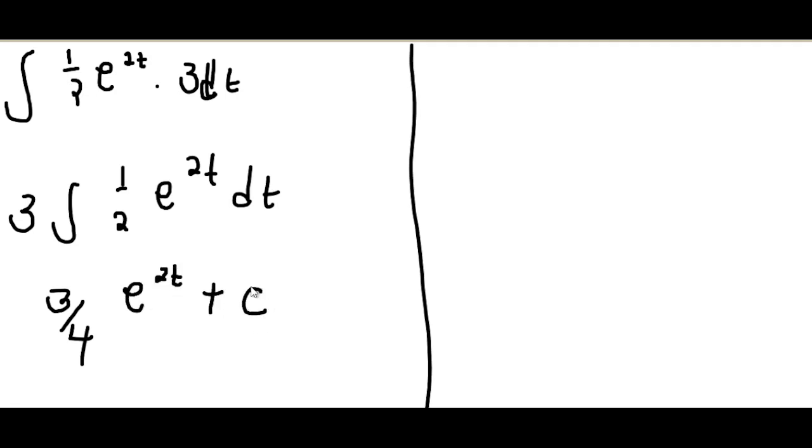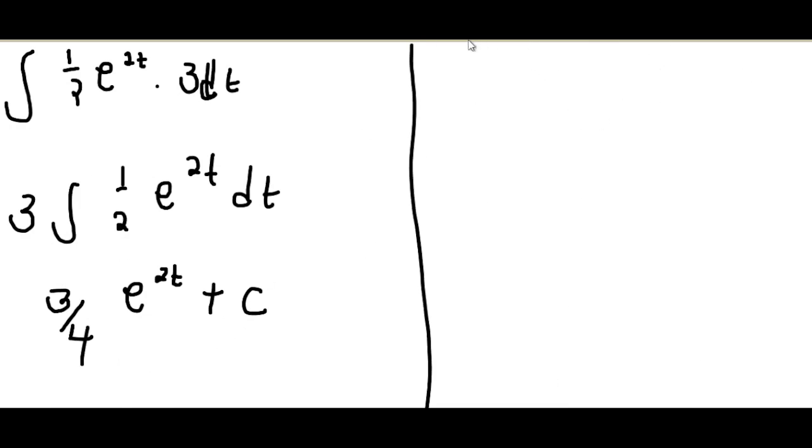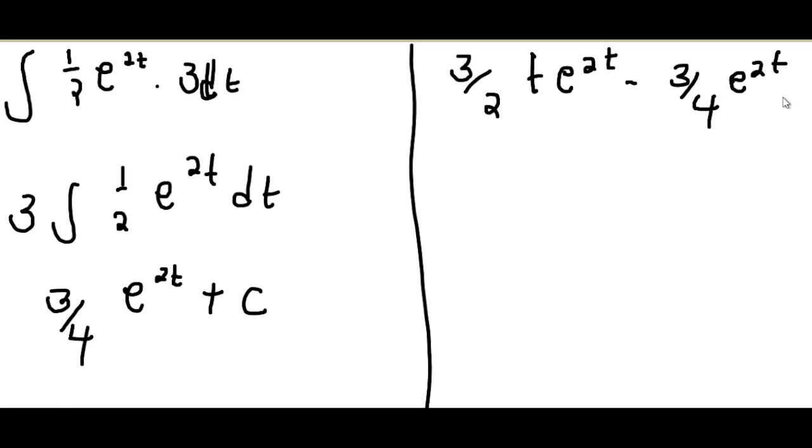So we're going to join this equation with the first one that we had. We're going to join first this equation. Let me look at it. So it will be 3 over 2 t e to t minus 3 over 4 e to t plus c. That's what we've gotten when we integrated by parts the second part.